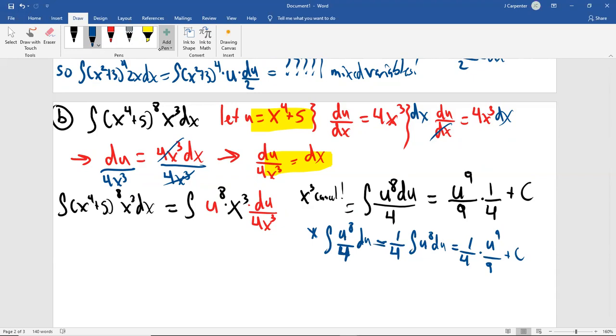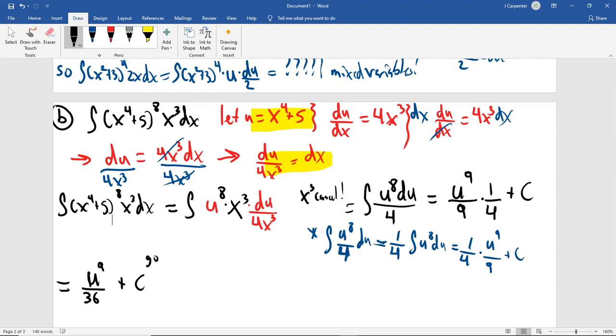The 4s and the 9s are in the bottom, so you can multiply them to get 36. So that's 1 over 36 times u to the 9th, or u to the 9th in the top, and 36 in the bottom, plus c.